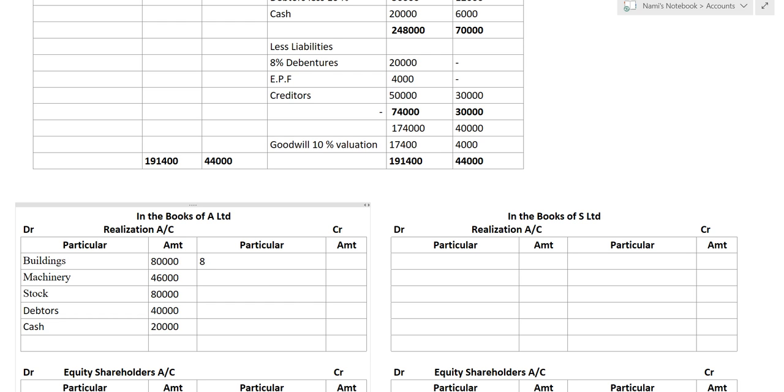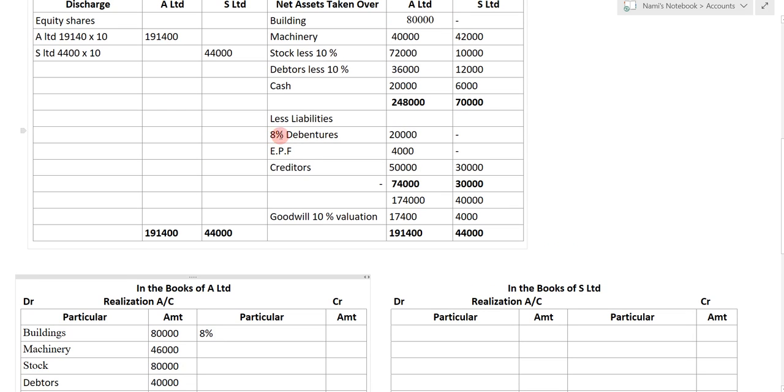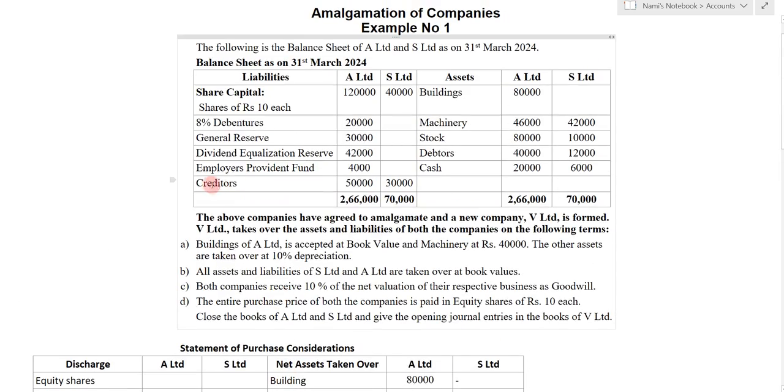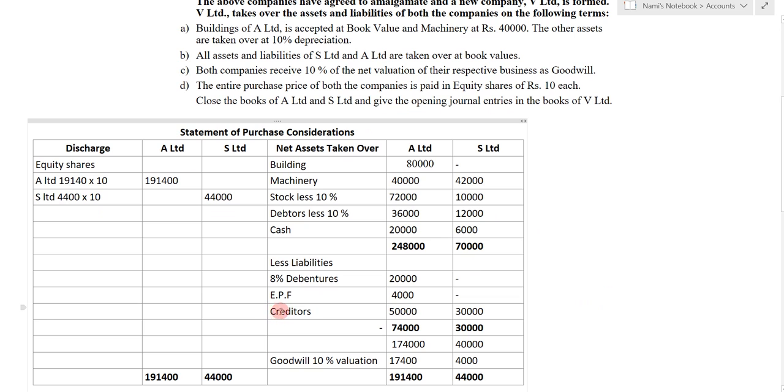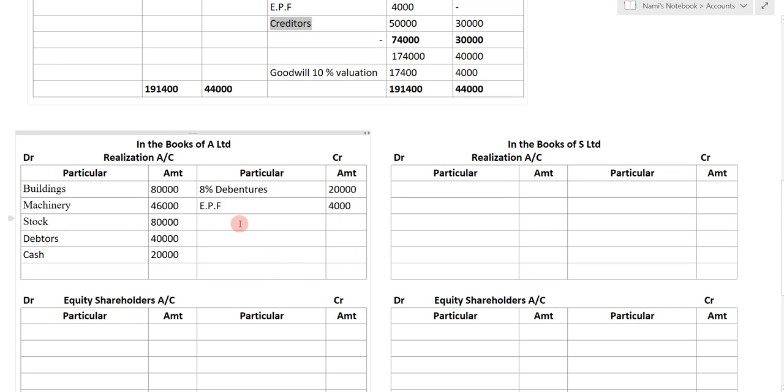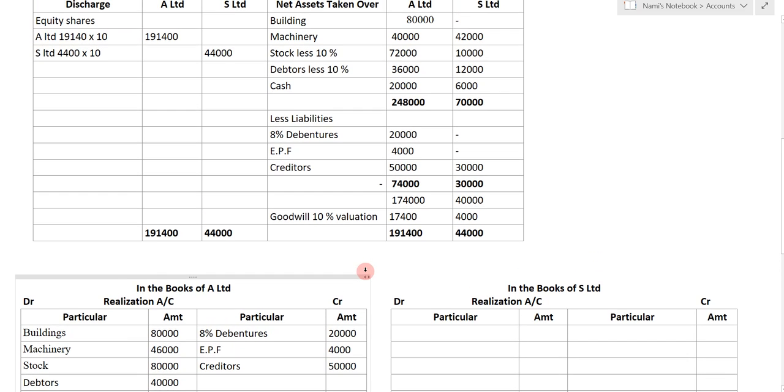Okay, now on the credit side, take all the liabilities. 8% debentures were 20,000. Then employee provident fund 4,000. Then creditors 50,000. Okay, now here in the realization account, the purchase consideration value should also come.